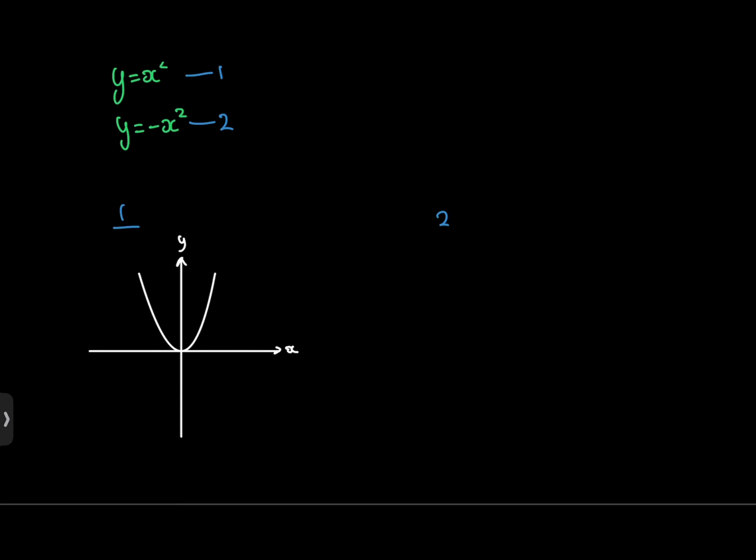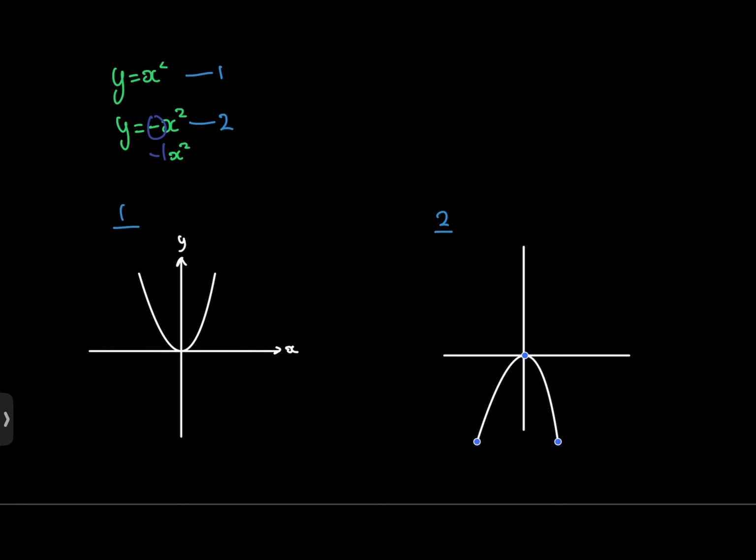You see this negative here? This is actually negative 1 and then x squared, but we don't really write negative 1, so it's just negative x squared, right? So if the coefficient of x squared is negative, then your graph is going to look something like this.